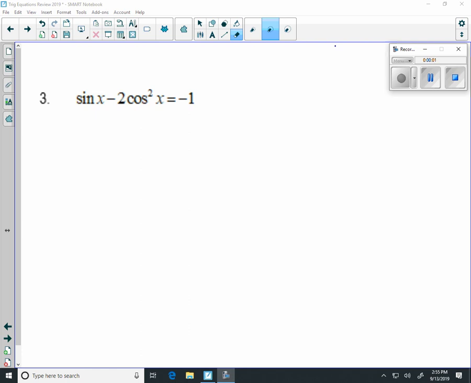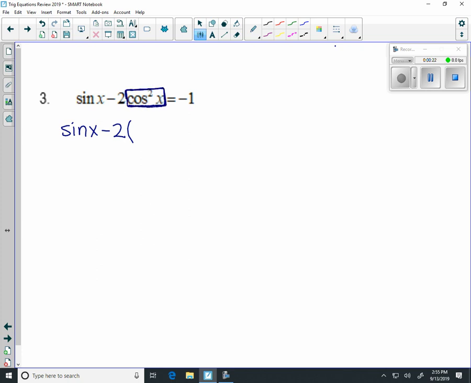Right, number 2, we're going to do some factoring here on number 2 after we substitute. So this is a situation where we're going to keep the singlet and substitute the squared. So our singlet is sine of x. Cosine squared is what we're going to substitute for. We're going to drop it in parentheses. Cosine squared is the same as 1 minus sine squared.